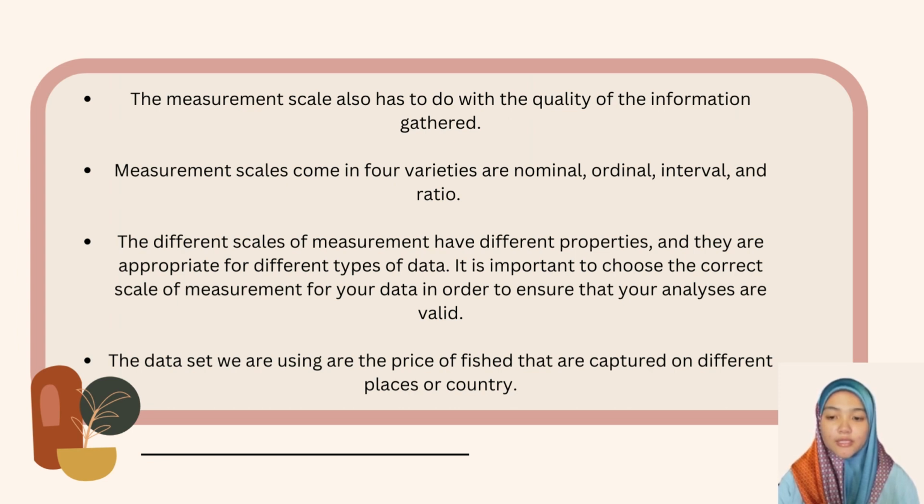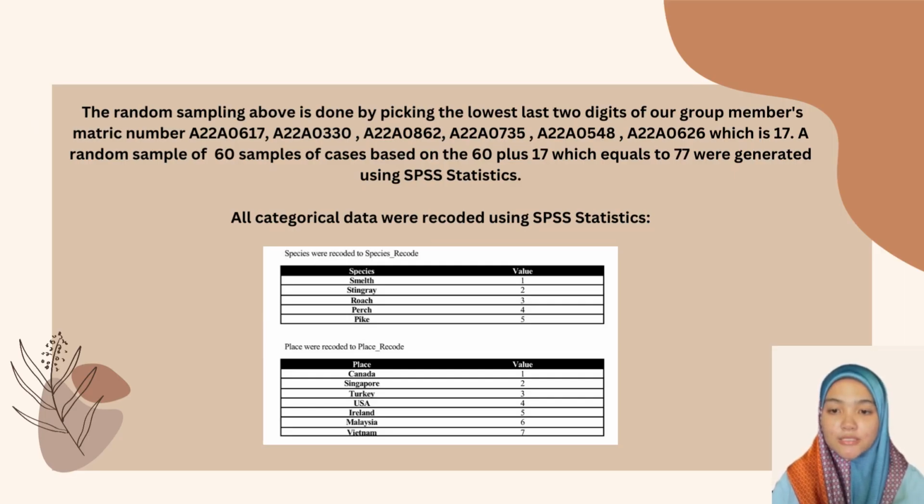is valid. The data set we are using is the price of features that are captured in different places and countries. Random sampling is done by picking the last two digits of our group members' matric numbers: 70, 13, 62, 35, 48, 26. B is 70. A random sample of 60 cases based on 60 plus 70, which equals 77, was generated using SPSS statistics. All category data we recorded uses SPSS statistics.